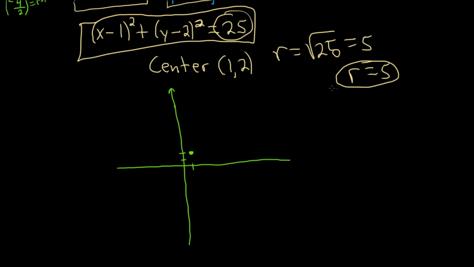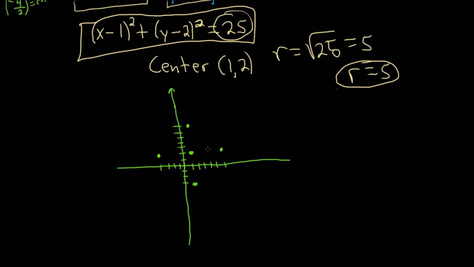So the radius is 5. That means from the center, you just go up and down, left and right by 5. I'm going to go up 5: 1, 2, 3, 4, 5. Boom. I'm going to go right 5: 1, 2, 3, 4, 5. Boom. I'll go left 5: 1, 2, 3, 4, 5. Boom. Down 5: 1, 2, 3, 4, 5.